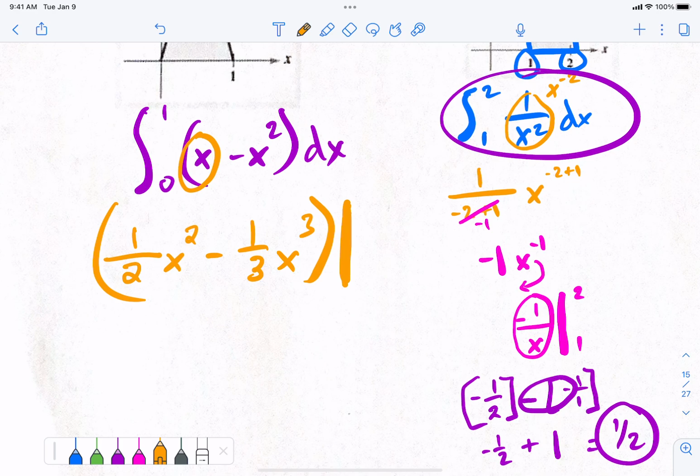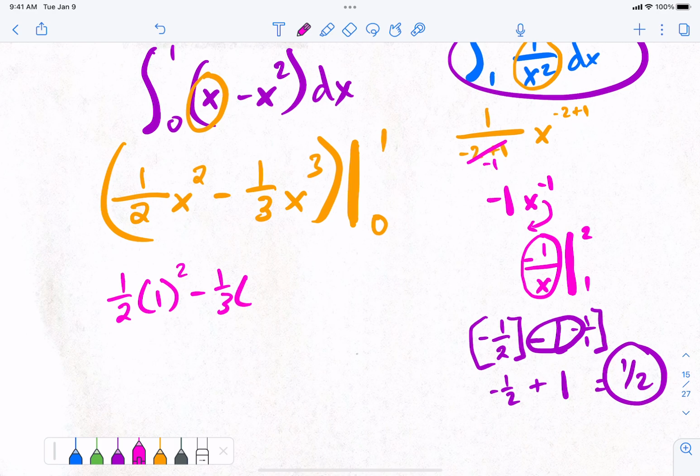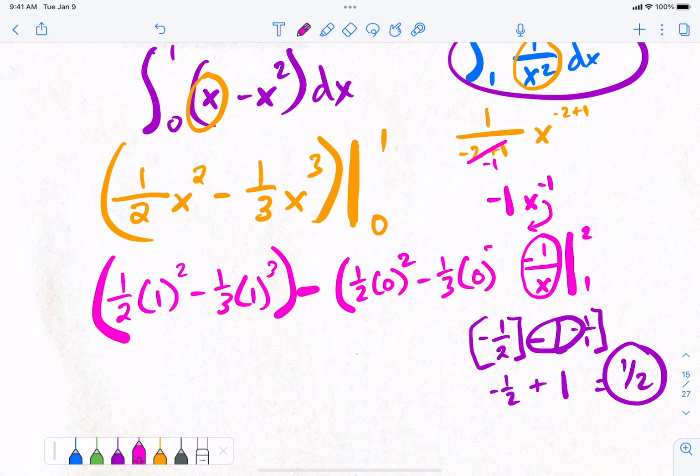Now I have to plug in my 0 and my 1. 0 and 1 are really nice numbers to plug into this. So half times 1 squared minus 1/3 times 1 cubed, minus what I get when I plug in 0. Do you know what's going to happen when you plug in 0? It's going to be 0, so there's nothing left.